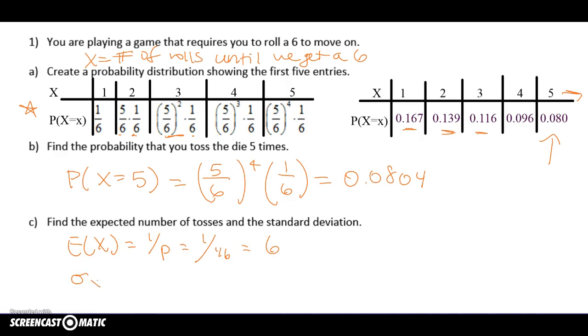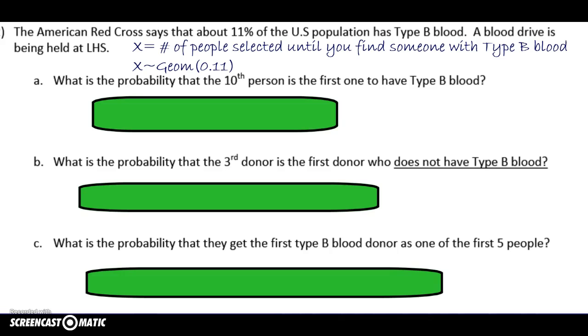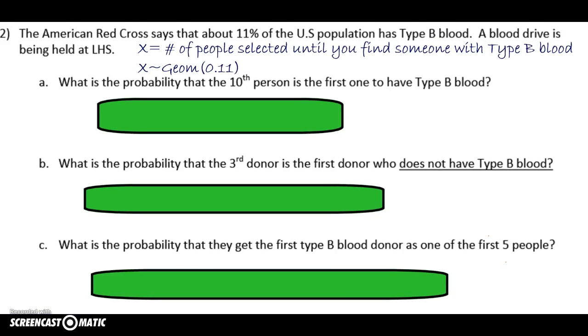Our standard deviation is the square root of q over p squared. So in that case, that's the square root of 5/6 over 1/6 squared, which is 5.477. So now we have our basic statistics that go along with a geometric distribution as well. Let's go ahead and flip it over and take a look at the next side. Okay, we have a couple of examples on the second page.